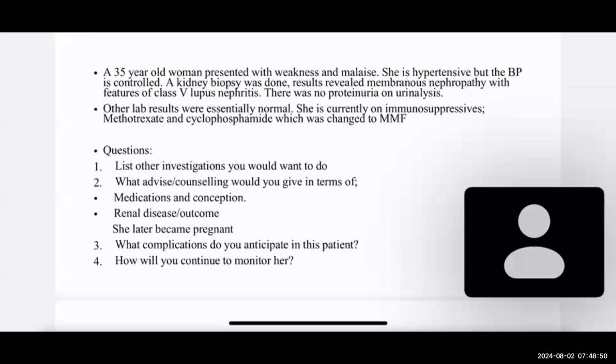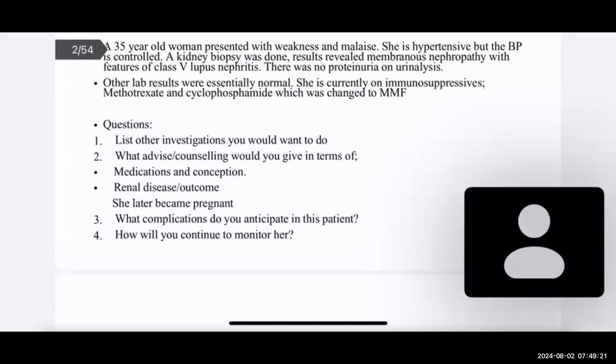It's a 35-year-old woman who presented with weakness and malaise. She is hypertensive, but the blood pressure is controlled. A kidney biopsy was done. Results reveal membranous nephropathy with features of class 5 lupus nephritis. There was no proteinuria on the urinalysis done. Other lab results were essentially normal. She's currently on immunosuppressives, methotrexate, and cyclophosphamide, which was changed to mycophenolate mofetil. So the questions are, list other investigations you would want to do.